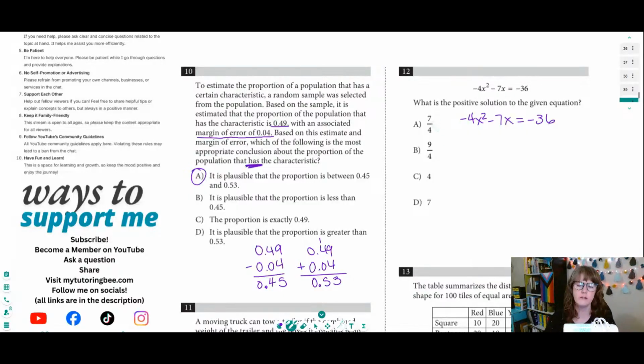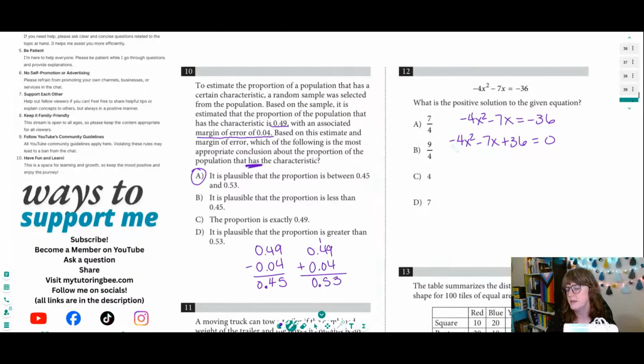You could, since we do have a multiple choice, substitute all of these numbers in for x and see which one results in a true equation. So that's definitely an option for you. I'm going to go ahead and factor this. So we're going to go negative 4x squared minus 7x. I'm adding 36 to both sides so that we have it all equal to 0.